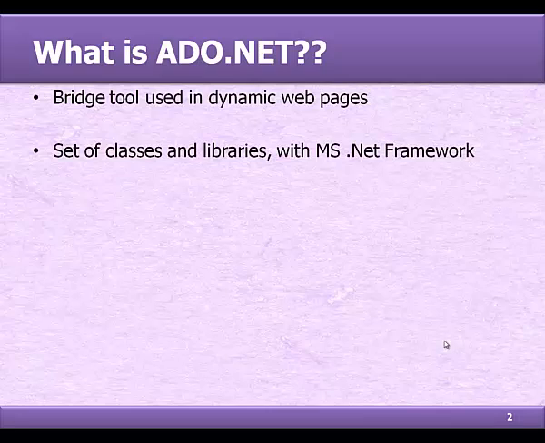It provides us a set of classes and libraries that come with the Microsoft .NET framework. ADO.NET is a part of the Microsoft .NET framework that provides us various features to get connected to the databases. It encapsulates all the data access operations, that is all the operations that we do with the databases, like inserting, deleting, updating records and querying the records. All these operations are encapsulated in these classes and libraries that come with ADO.NET.